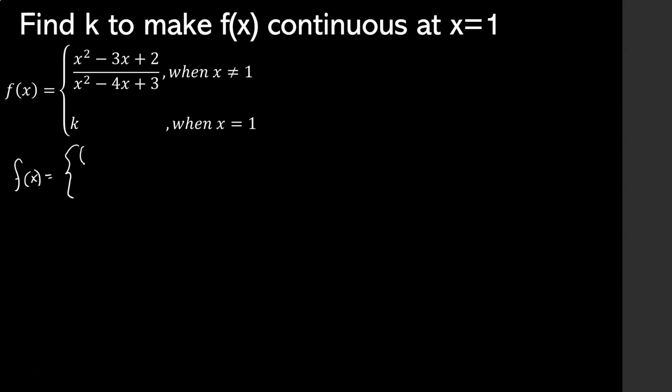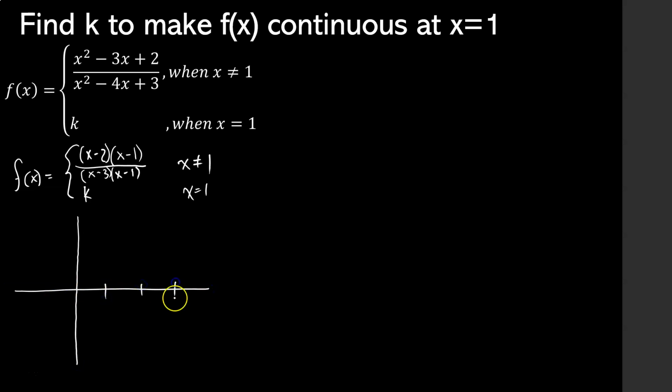So I'm going to factor x squared minus 3x plus 2 and x squared minus 4x plus 3. Okay, there we go. So that's when x isn't 1. When x is 1, we use k. And that's our job, to figure out what k is. Maybe let's draw a sketch of what we know.